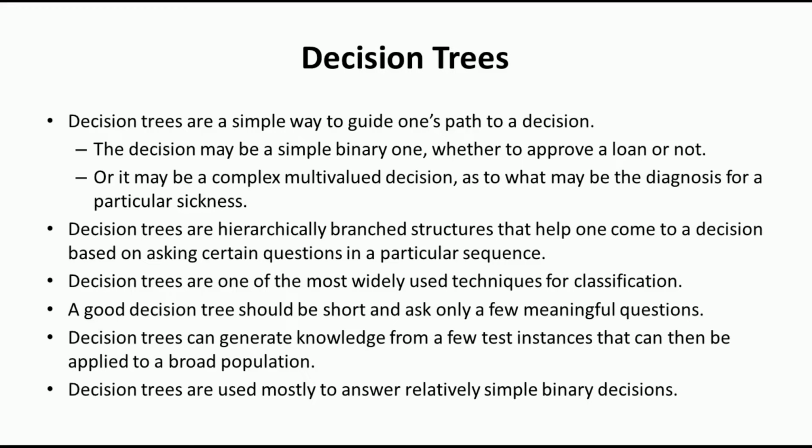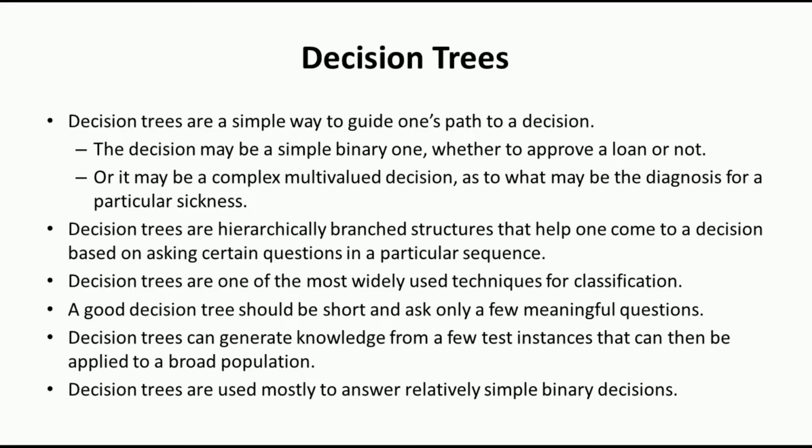Decision trees are one of the most widely used techniques for classification. A good decision tree should be short and ask only a few meaningful questions. For a given data set, there may be multiple decision trees. But we need to select or draw one decision tree which should be as short as possible, so that we ask very few questions and still get the answers. If it is like that, then that decision tree is definitely a perfect solution for the given problem.